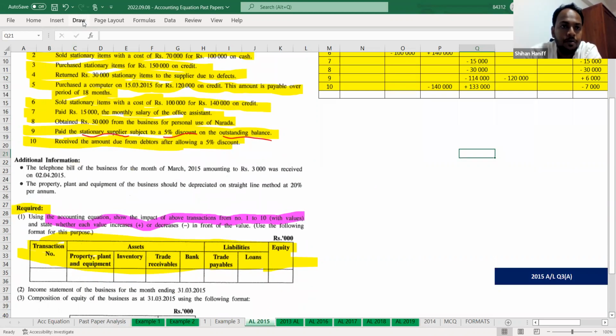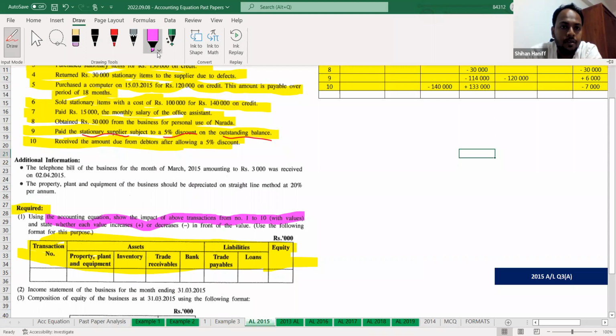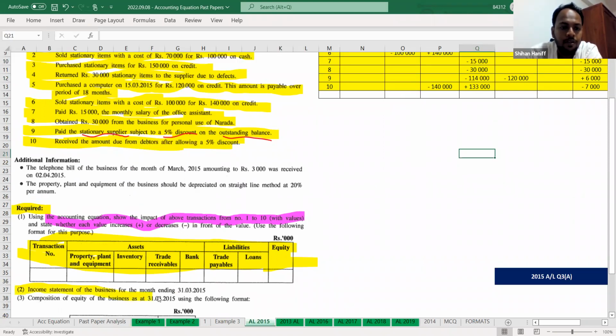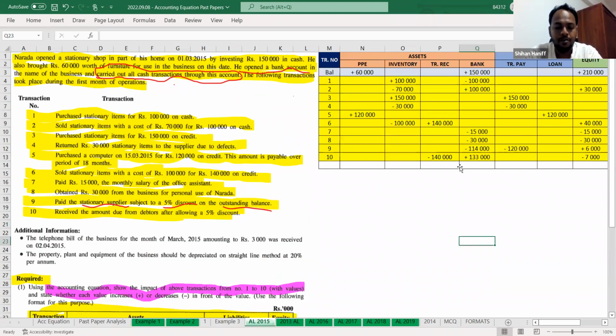Number 2. Income statement of the business for the month ending 31st March 2015. Income statement. Right. Yes. I'll give 2 minutes for you all to complete this.